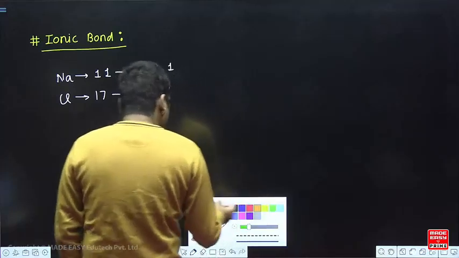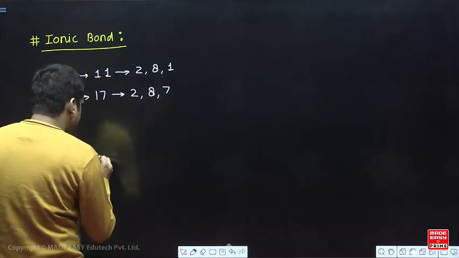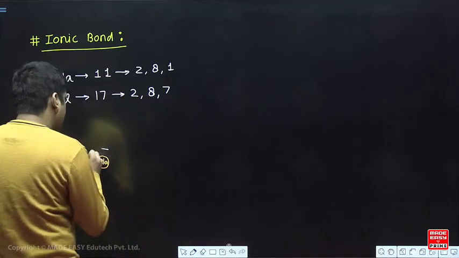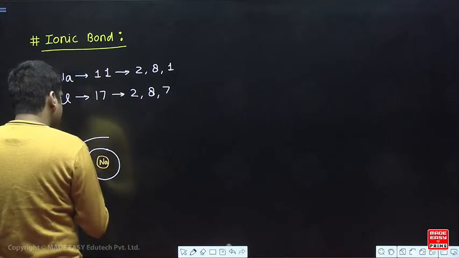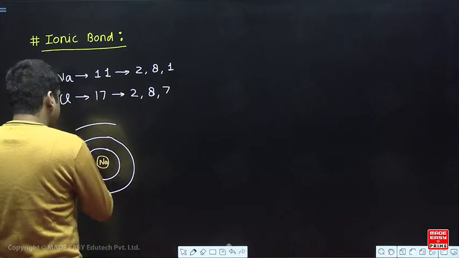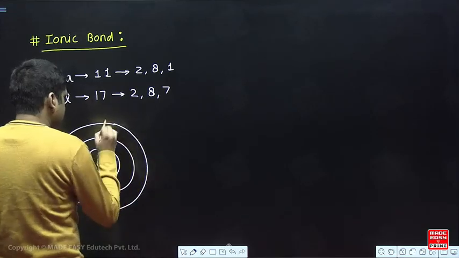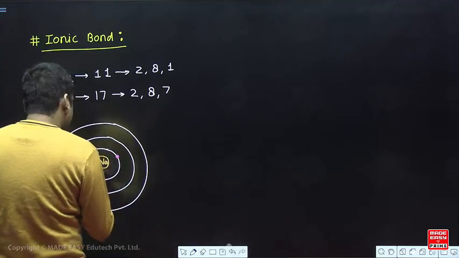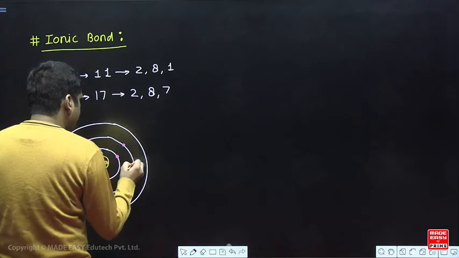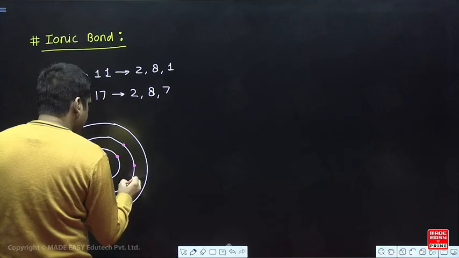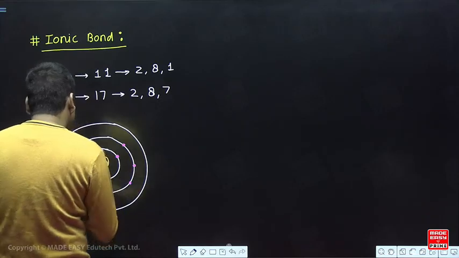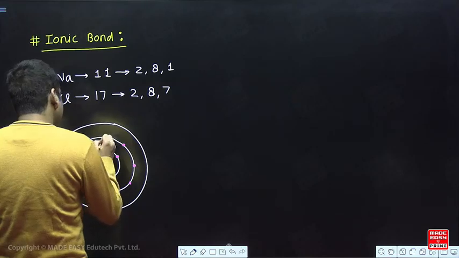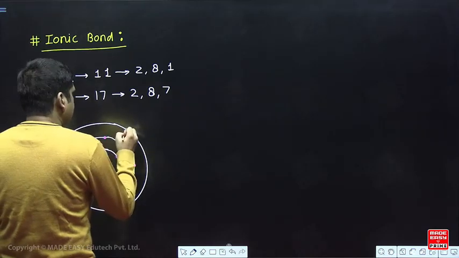Now my dear friend, let us see, this is the sodium atom nucleus, and it has 3 orbits: first orbit, second orbit and third orbit. In the first orbit there are 2 electrons, 1 and 2. In the second orbit we have 8 electrons, 1, 2, 3, 4, 5, 6, 7, 8 and then 1 electron.